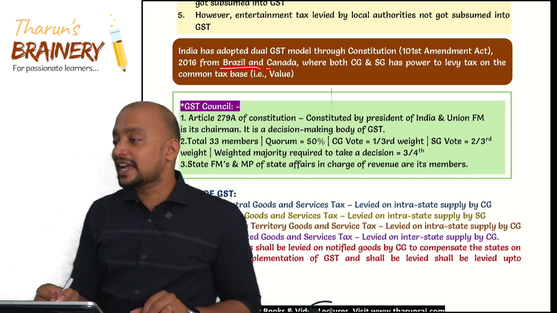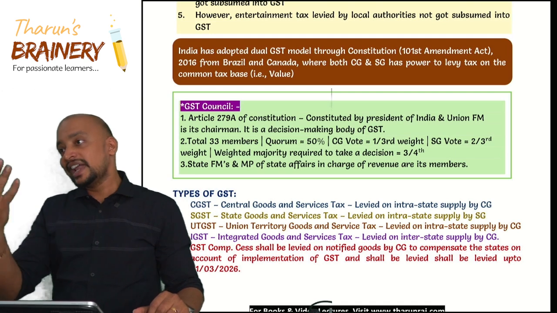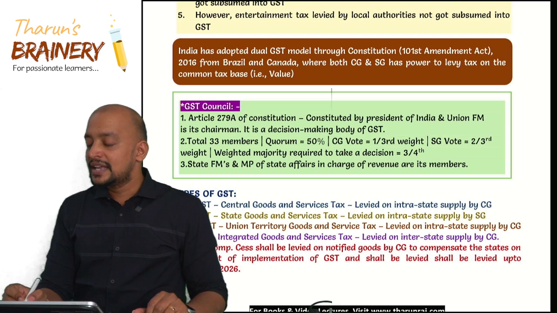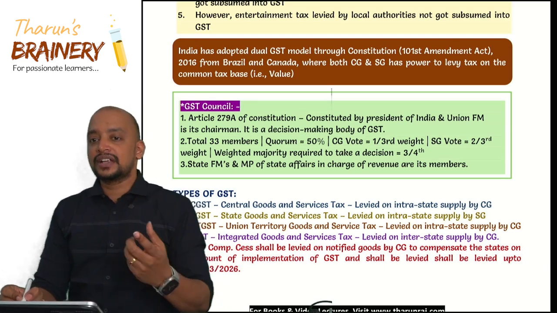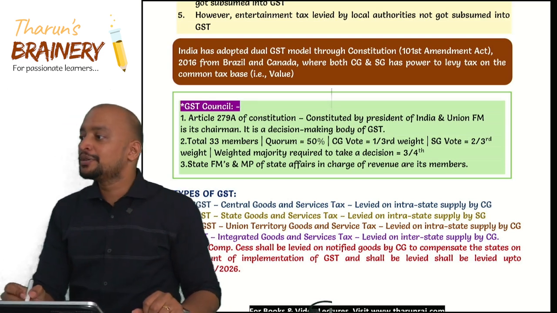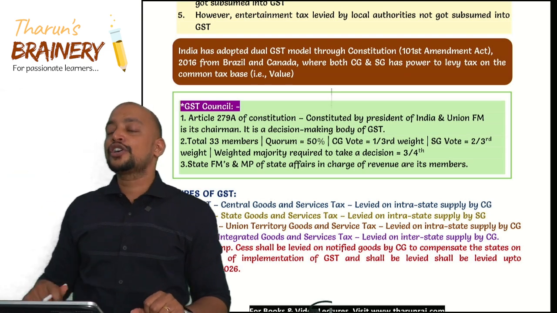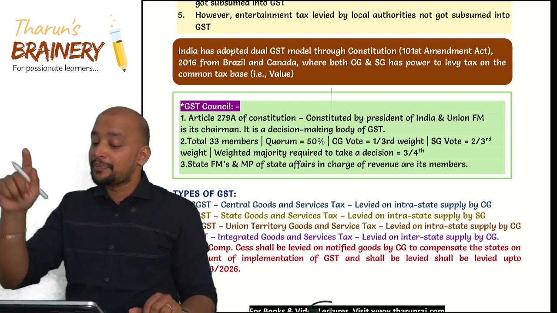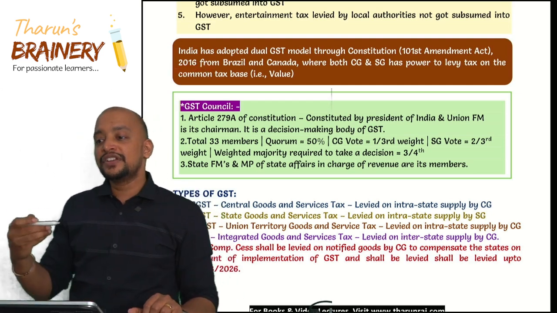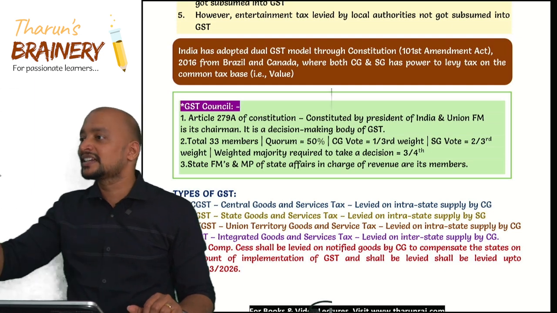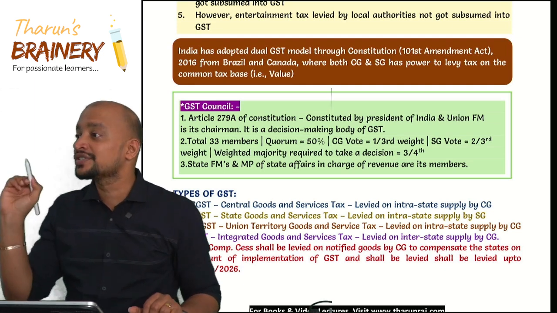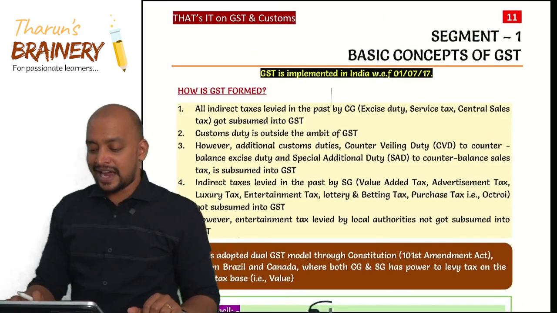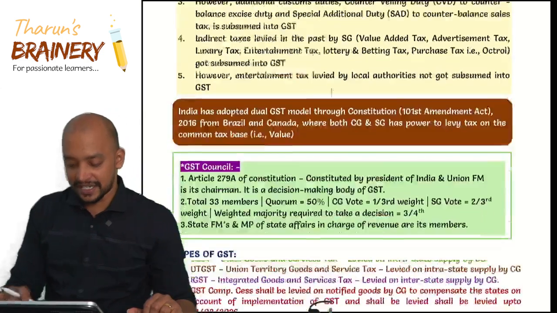So Brazil and Canada, from there only we have taken this dual GST model. And this dual GST model is based on constitution amendment. A constitution amendment was required for the purpose of bringing GST, and that constitution amendment happened in which year? Not 2017. The constitution amendment happened in 2016. So we will be thinking that it is 2017 and select the option as 2017. No, it is 2016. Constitution 101st Amendment Act 2016, and the GST is from 2017.